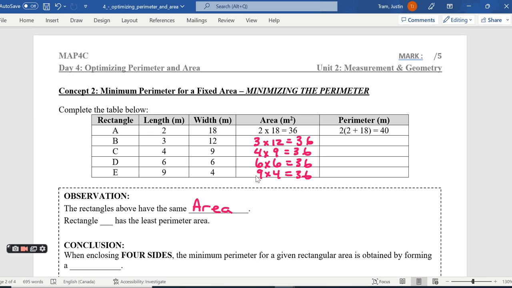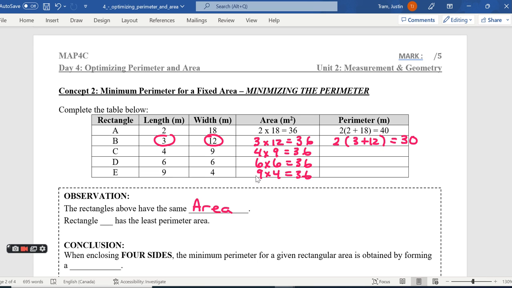Now let's look at the perimeter. So the perimeter, the distance on the outside, is just 2 times the length plus the width. So 3 plus 12 is 15. 15 times 2 is 30. So this perimeter is 30.